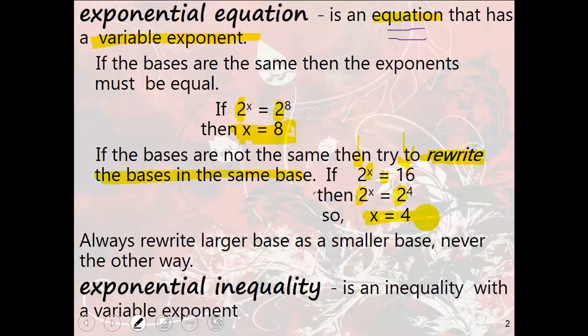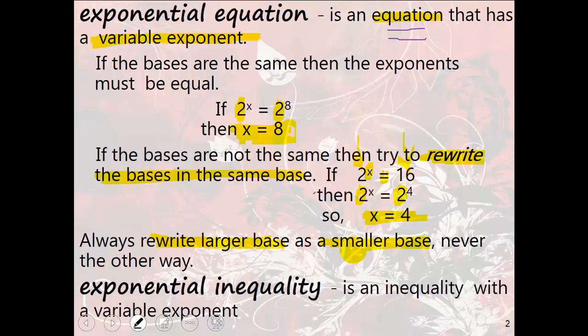Couple things to remember: always take the larger base and rewrite it in terms of the smaller base. Sometimes you might have to do both sides, but always go down, never go up. Never try and take 2 to be 16. Always go the other way.